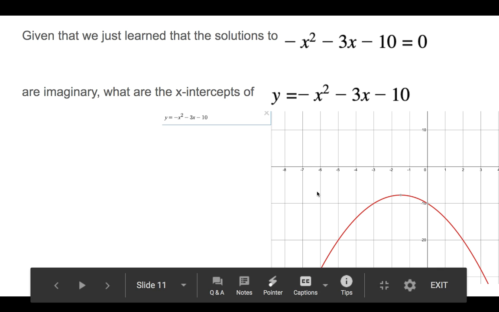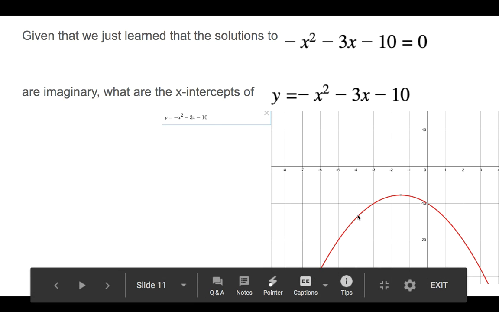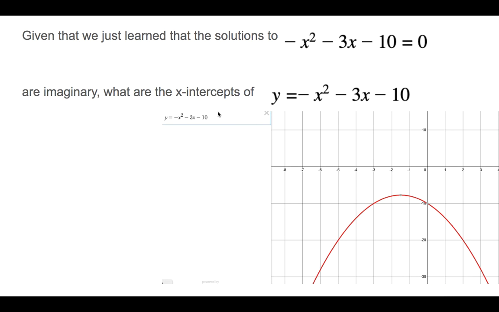If it were real numbers and it crossed the x-axis, we would have real answers. This parabola here never crosses the x-axis, so we know that if we get imaginary solutions to this, it means that this graph will never cross the x-axis.